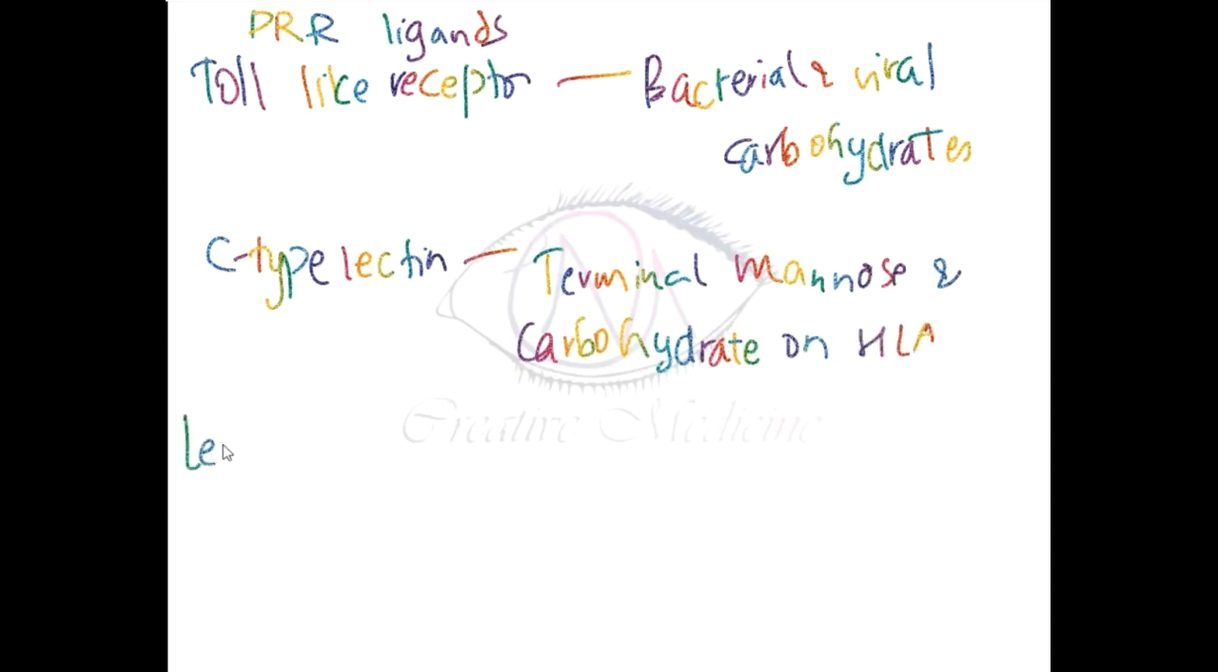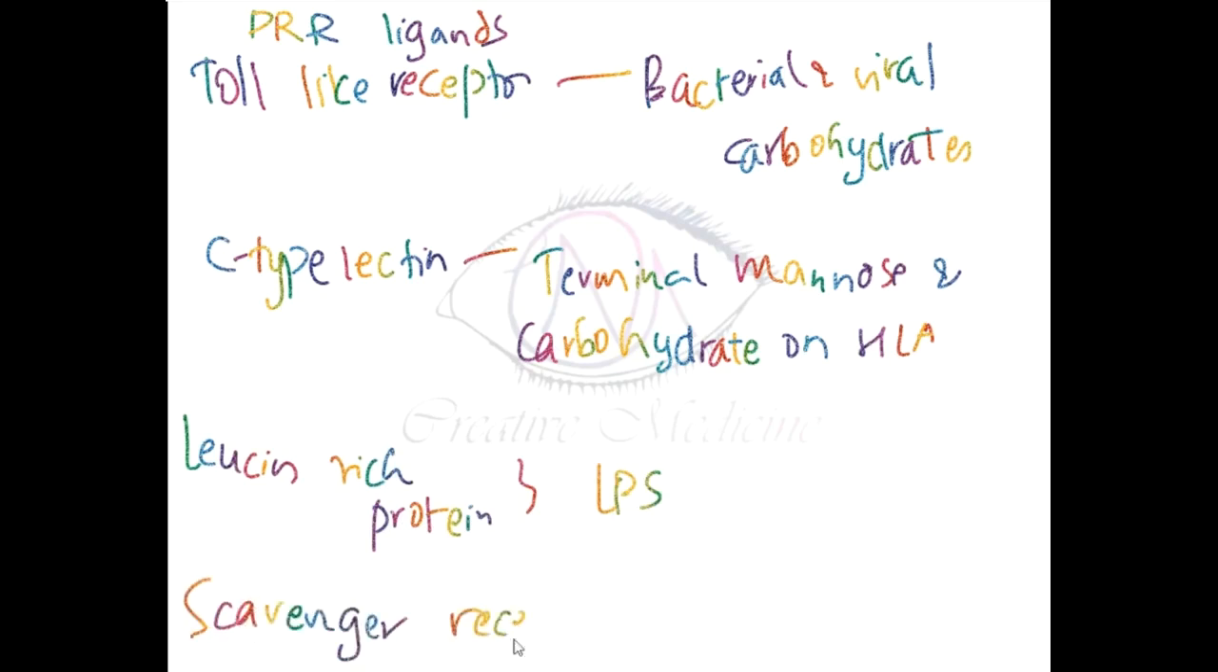Then we have leucine-rich protein. Leucine-rich protein is mainly for lipopolysaccharide. Then we have scavenger proteins. These scavenger receptors are mainly for bacterial cell wall.